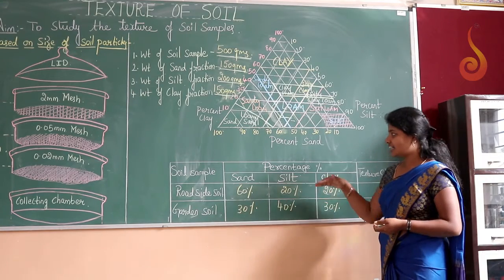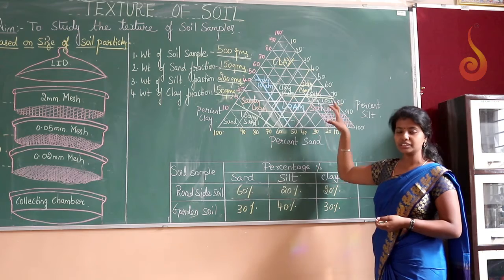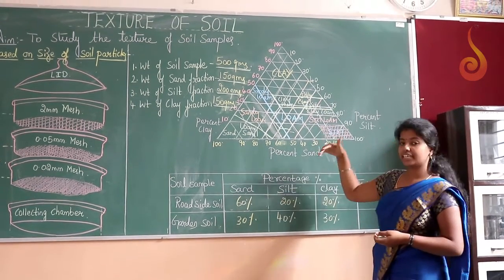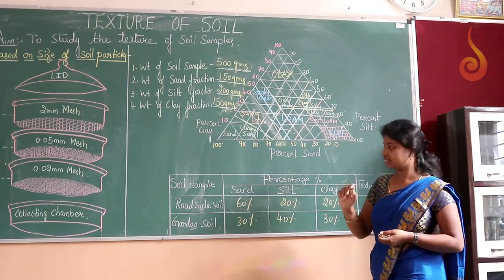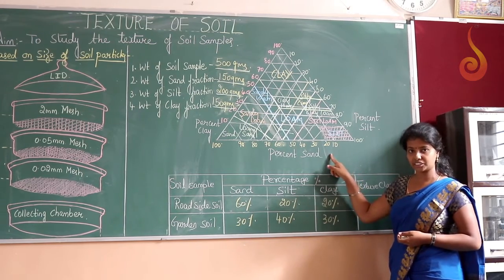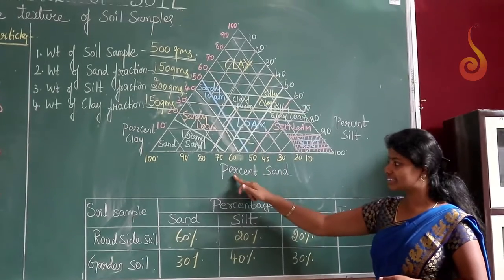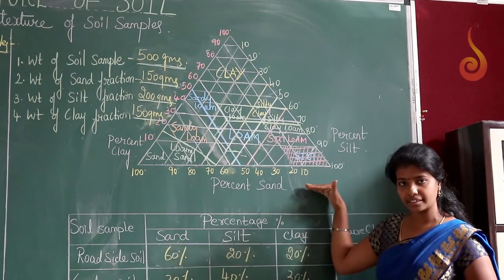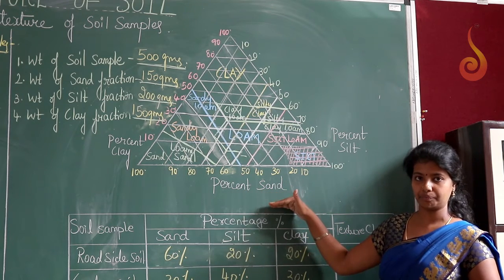Okay, now let us study the texture triangle. Using the texture triangle, we can determine the texture of the soil and say what type of soil it is. So how do we read the texture triangle? Once you see the base horizontal line, it has values ranging from 10 to 100. This is the percentage of sand, so the base of the triangle shows the percentage of sand.